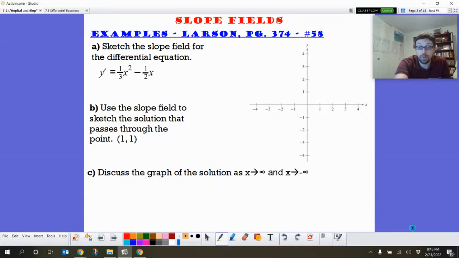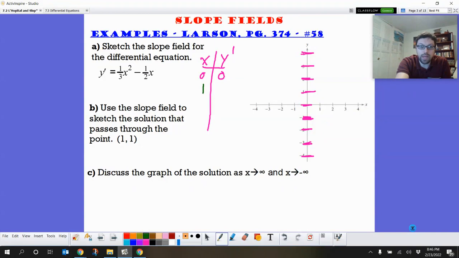So let's just start with 0 because that's easy. If my x is 0, then my y prime, and it really only matters whether it's 0, positive, or negative. So when x is 0, I'd have 0 minus 0. So y prime is just going to be 0. That means right here we have a whole bunch of horizontal tangent lines. That's what a derivative is. It is the slope of the tangent line. So it's trying to represent what's happening at that single instant.